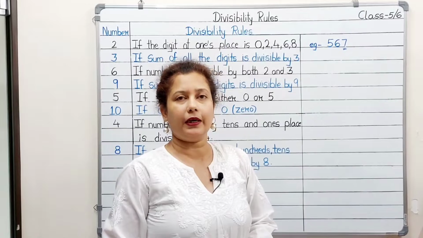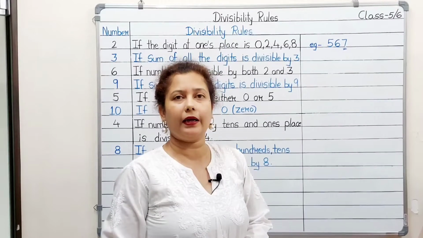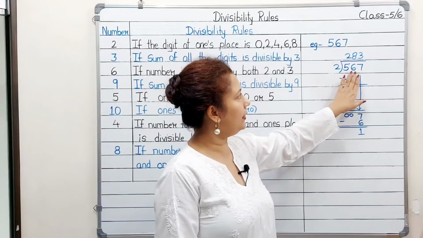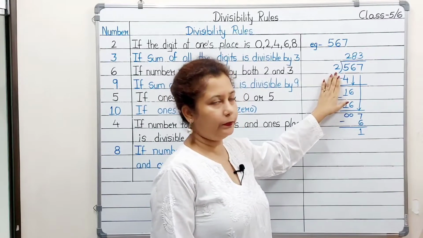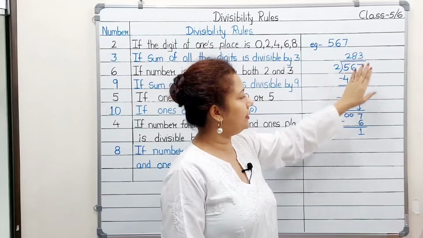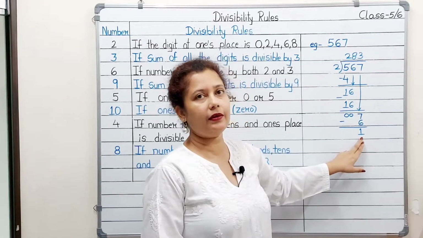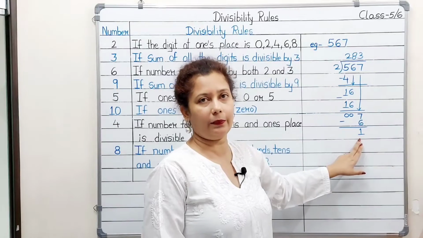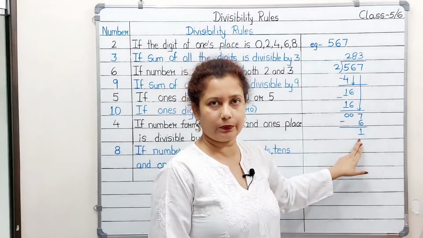This we will confirm again by dividing it by 2. When we divide 567 by 2, 283 is the quotient and the remainder is 1. So remainder is 1, that means it is not completely divisible by 2.